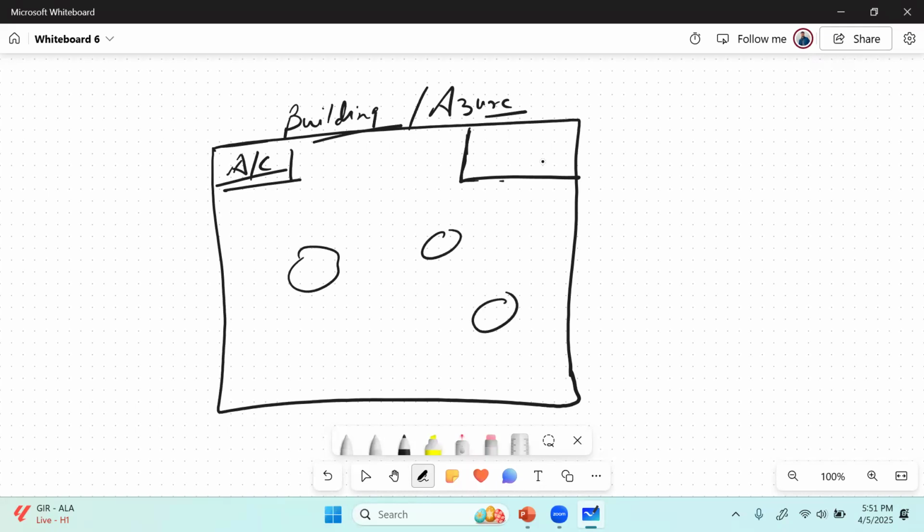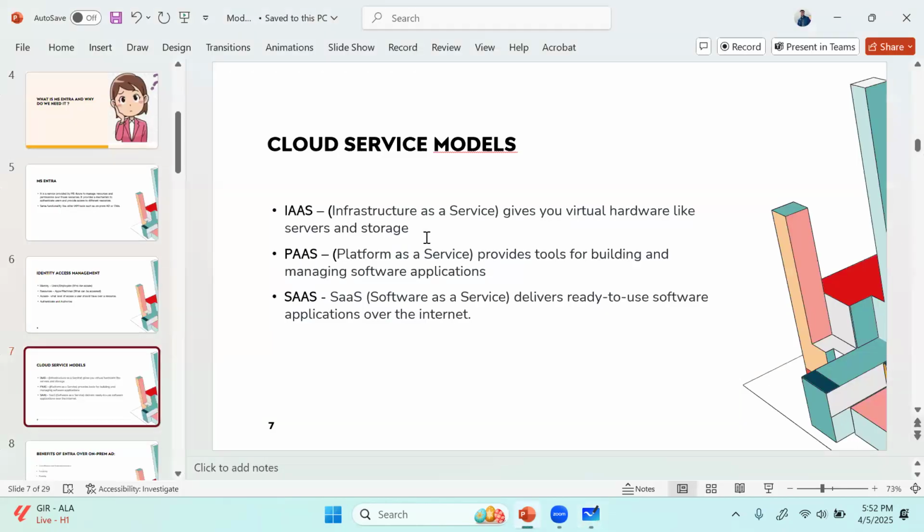So because that owner is giving you only the building and some basic infrastructure, let's say toilets, or something else you can think of as a basic thing, that is known as infrastructure as a service, wherein you are just asking for some space and everything else will be managed by you.